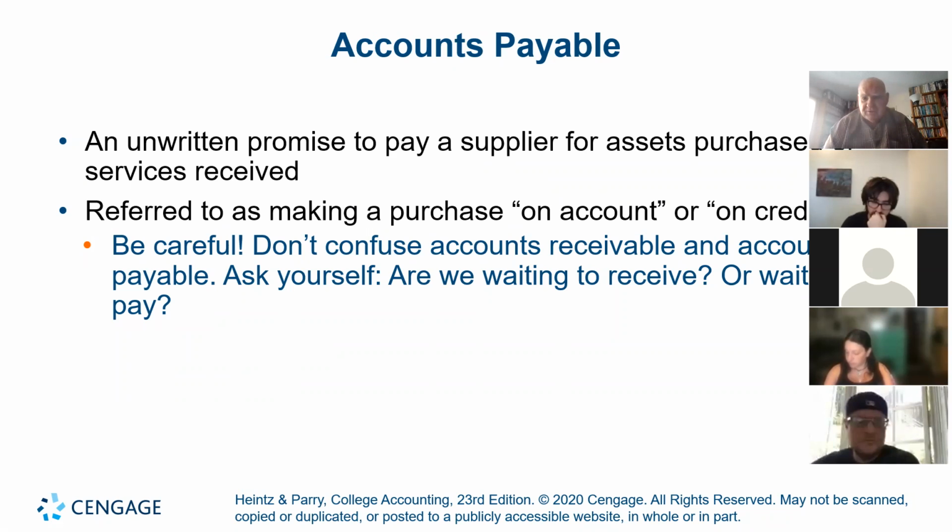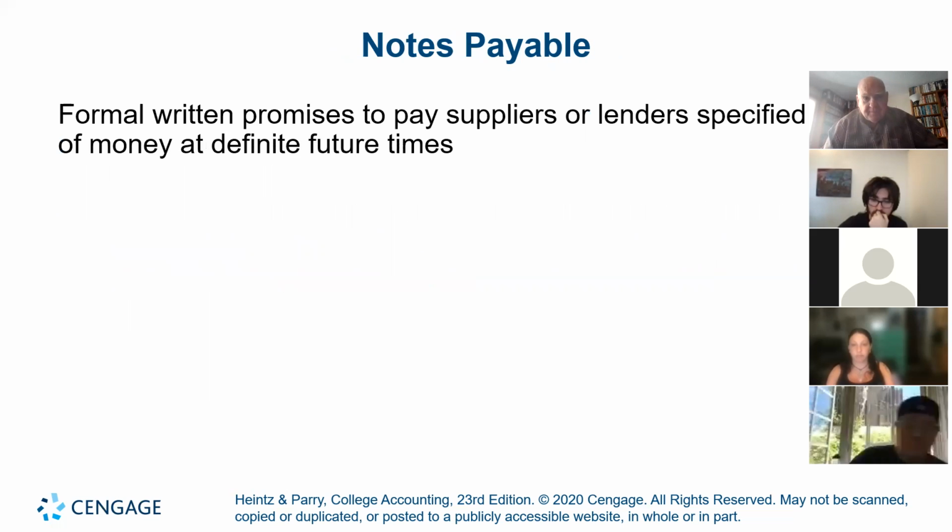And don't confuse accounts receivable and accounts payable. Ask yourself, are we the ones who are going to get the money in this transaction, or are we going to eventually have to pay? All right. Accounts receivable and accounts payable, the same thing, depending what side of the transaction you are. To the selling company, it's accounts receivable. To the purchasing company, it's accounts payable.